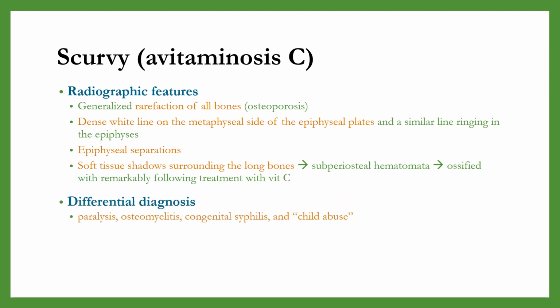The differential diagnosis of scurvy is paralysis, osteomyelitis, congenital syphilis, and child abuse. The treatment is the administration of vitamin C.